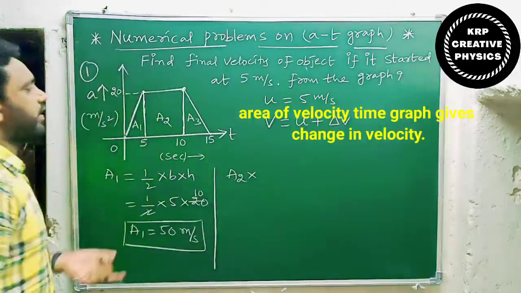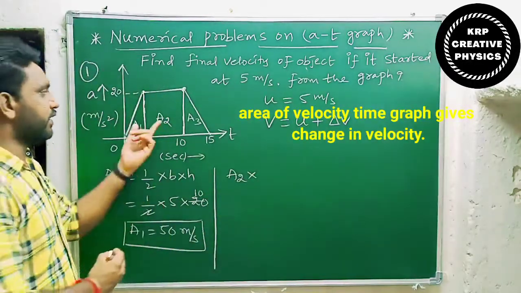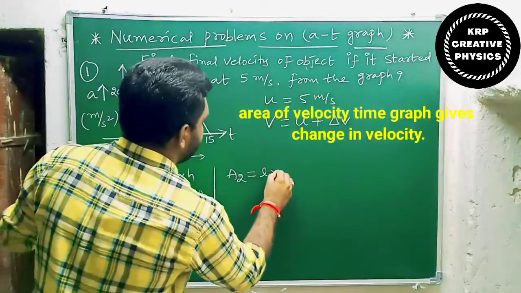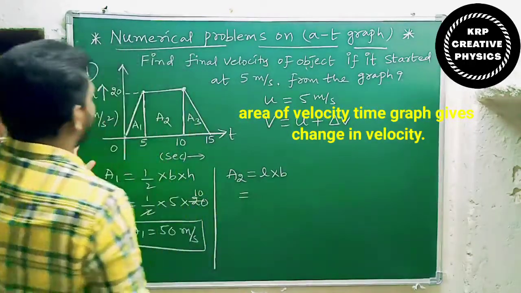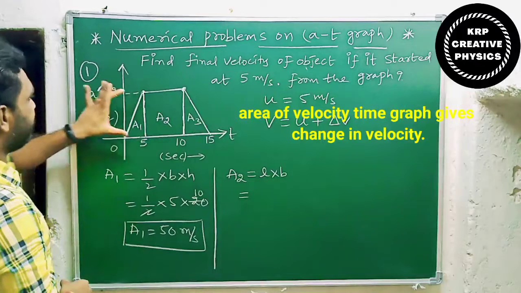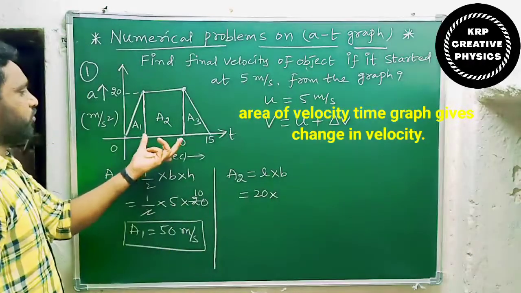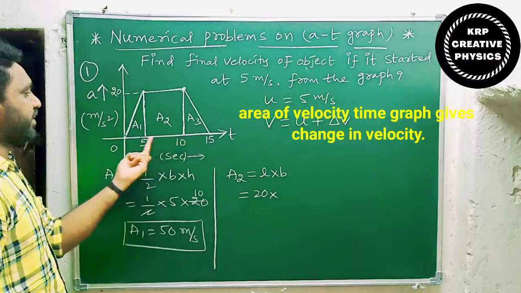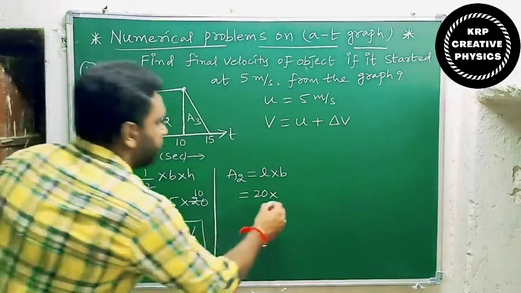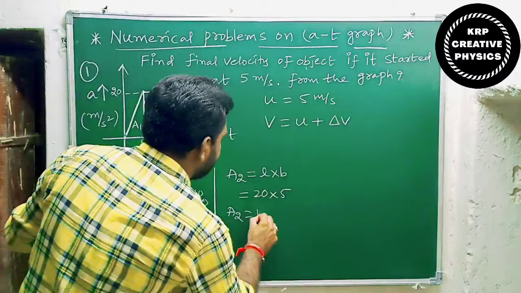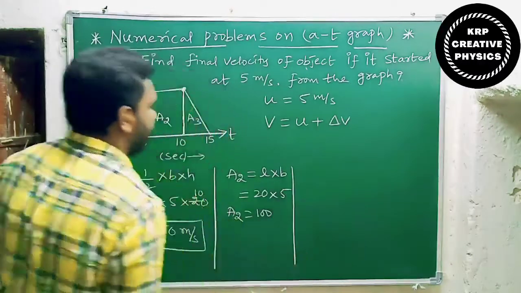How can we find the area of the rectangle here? Area of the rectangle is length into breadth. It is very simple. The length is 20; you should observe the Y-axis reading. And the breadth is 10 minus 5, which is 5. 20 into 5, so the area of the rectangle is 100. So A2 also we got.